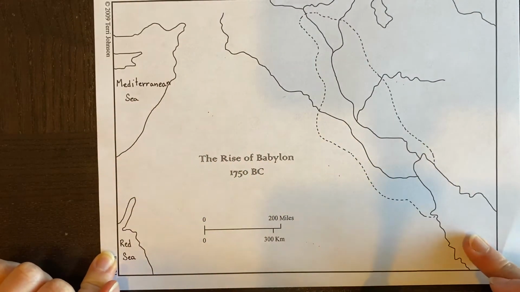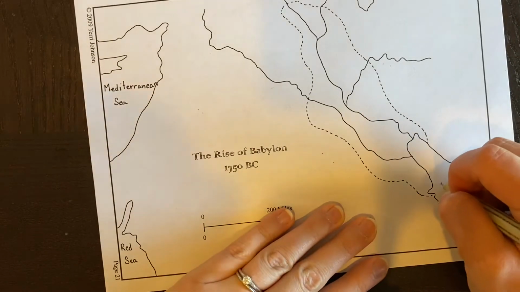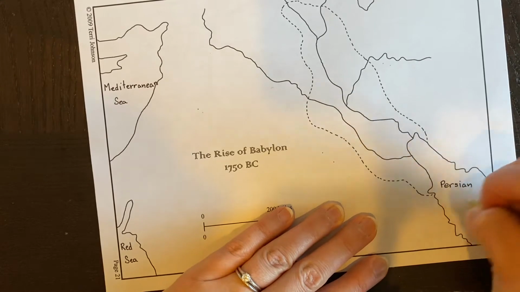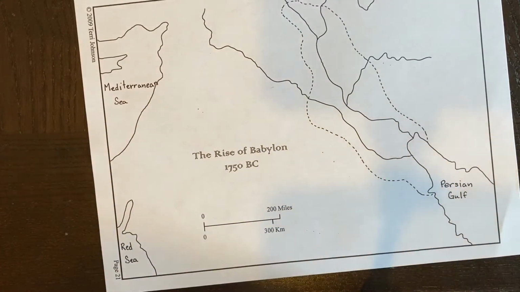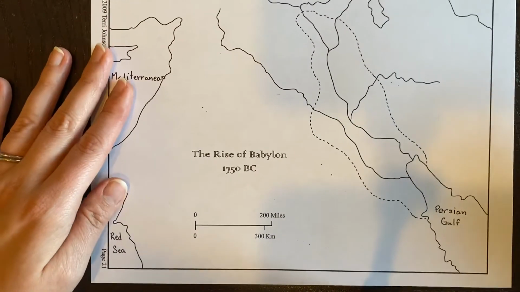On the right side of our map, we have the Persian Gulf. So capital P-E-R-S-I-A-N, Gulf, capital G-U-L-F. Okay? Next, we're going to label our rivers.